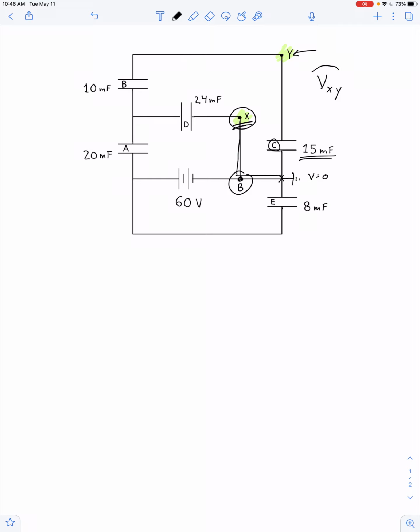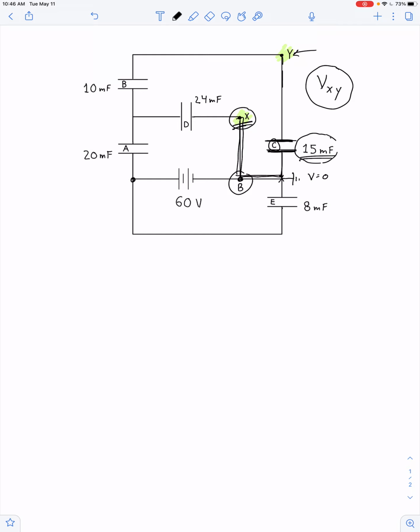When we say, what's the potential difference between points X and Y? We can extend point X to here, and basically point X is the electric potential at the lower plate of the 15 millifarad capacitor, and point Y is the potential at the upper plate. So yeah, what's the potential difference across this capacitor? Let's see if we can draw this circuit in a simpler way.